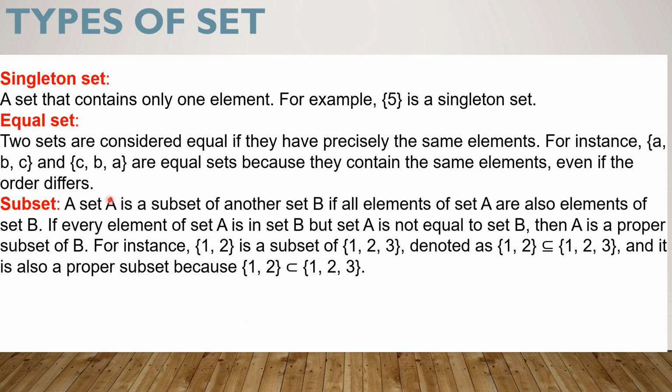Next one is subset. A set A is a subset of another set B if all elements of set A are also elements of set B. If every element of set A is in set B, but set A is not equal to set B, then A is a proper subset of B. For instance, {1, 2} is a subset of {1, 2, 3}, and it is also a proper subset. Here a subset is a group of fewer elements derived from the larger given set.